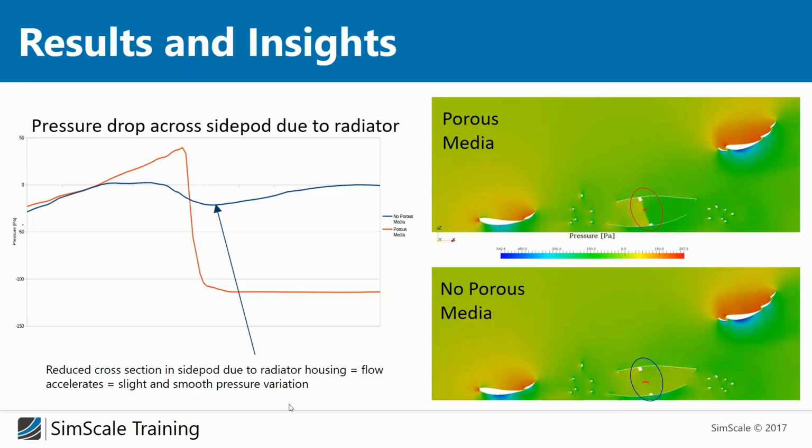And you can see the blue one is representing the pressure without a porous media, and if you don't have a porous media, you basically have a small pressure drop, which is more related to the shape of this duct. It's like a small diffuser, and therefore we get a small pressure drop. But if you have the porous media like here, you have a massive pressure drop like in reality.